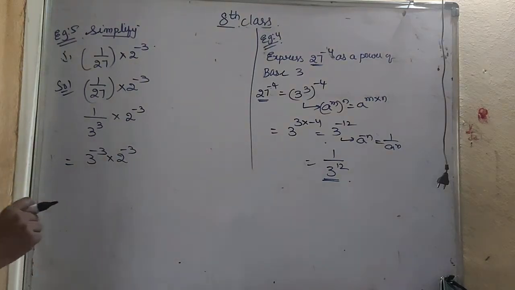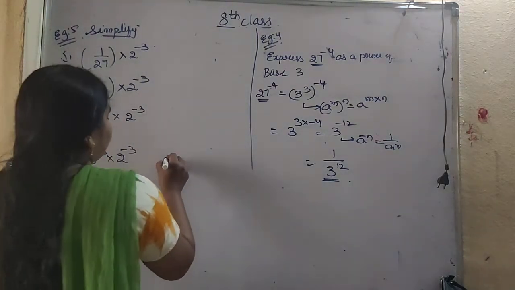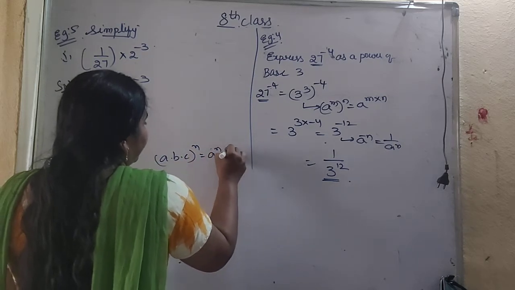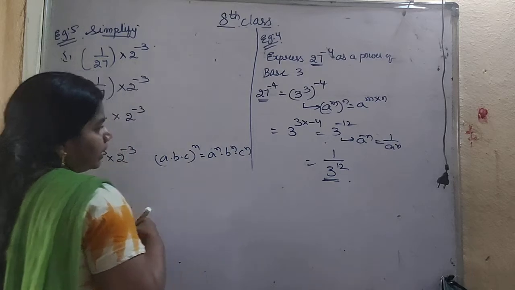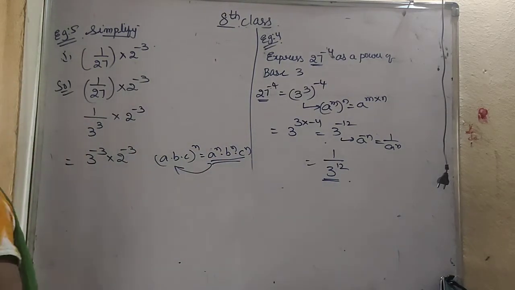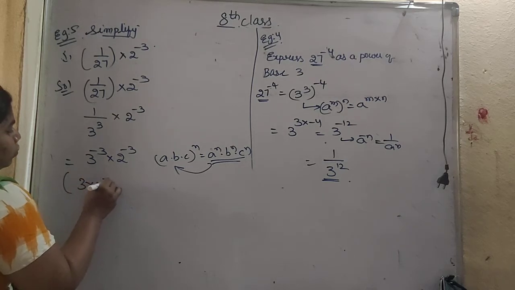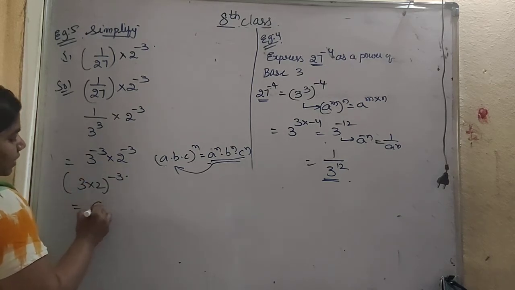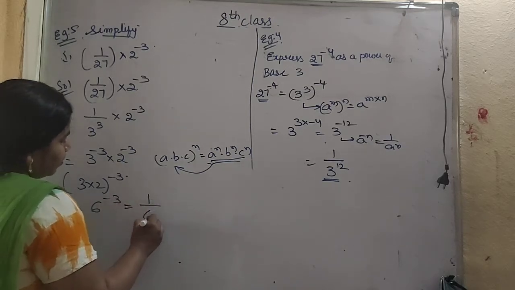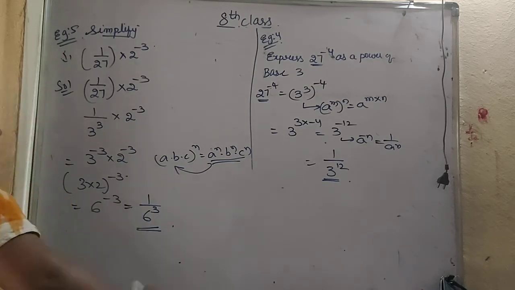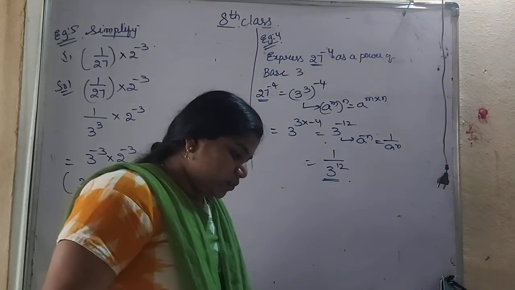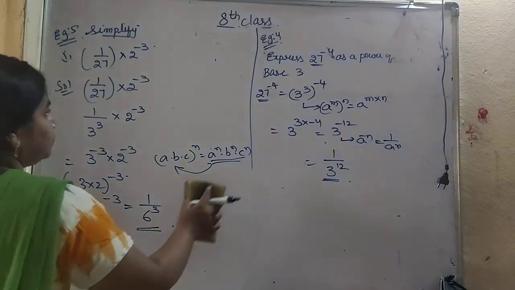So we are applying here one formula, that is the second formula. (a·b·c)^n can be written as a^n into b^n into c^n. So they have given in these terms, we have to convert in this term now. That is, we can write (3 into 2)^(-3), that is 6^(-3). 6^(-3) we can write as 1 by 6^3. So this is our answer of the first one. Next one is the second one.